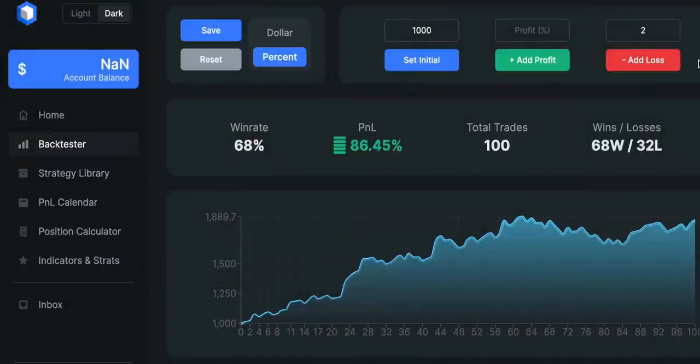Okay, so I just finished backtesting the system and the results are as good as I promised. I found those 100 setups within 2 weeks and we see our win rate is 68%, which is really impressive. We also gained 86.45% on our account.